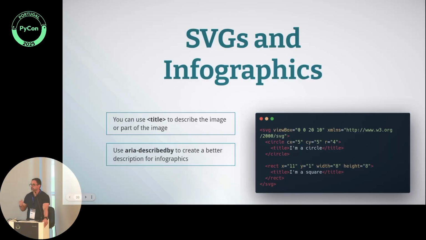SVGs and infographics is exactly what I was talking about. If you have an SVG with a graph explaining something, you have tags that you can use to describe it. So you have titles. You can have divs inside the SVG that are labeled by area, described by, that can be read by screen readers. So you should use these functions and functionalities to better describe your images.